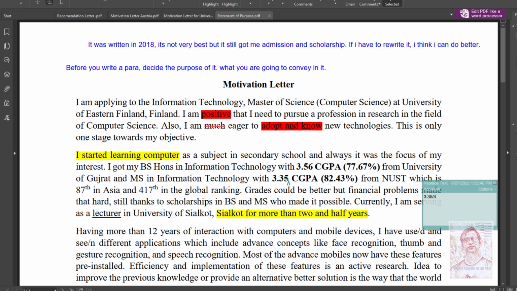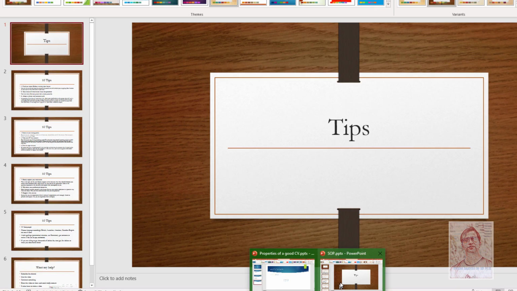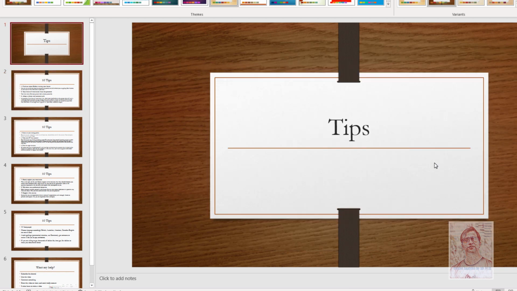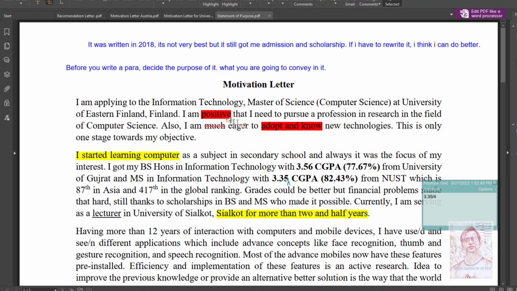Furthermore, I am going to discuss some points which are actually useful. These tips are useful if you want to write your own motivation letter. So let's look at this motivation letter and try to figure out what the problems and the positive points are. Remember that it was written in 2018, so it is not in the best shape. If I had to rewrite it, I think I could do better.